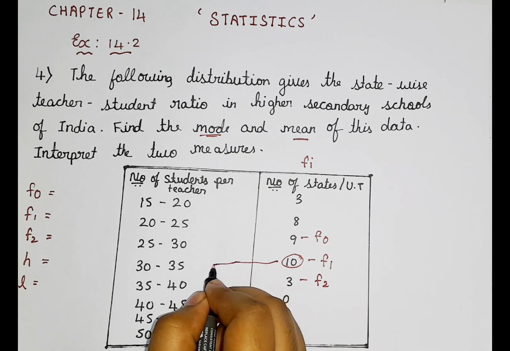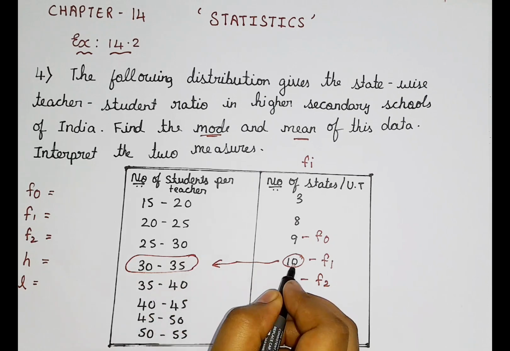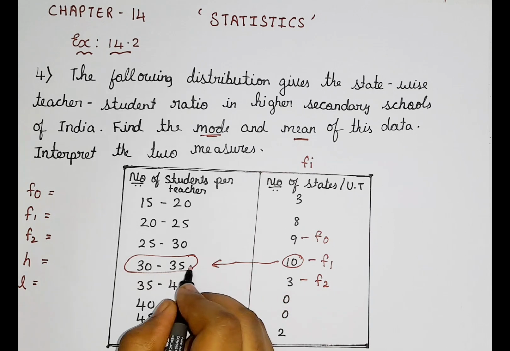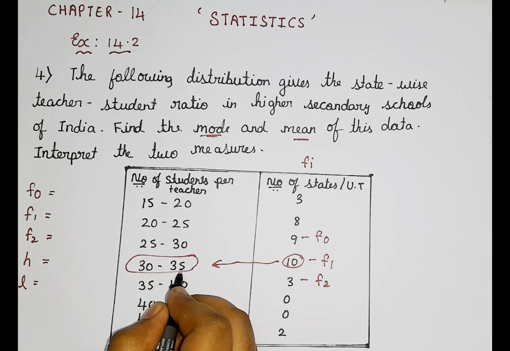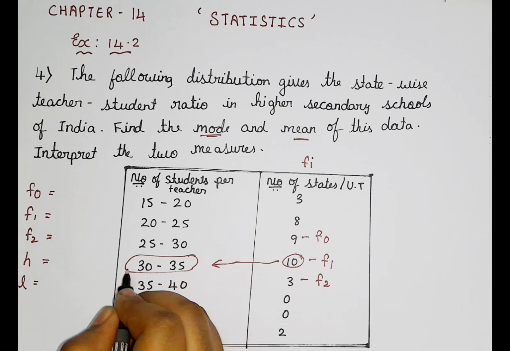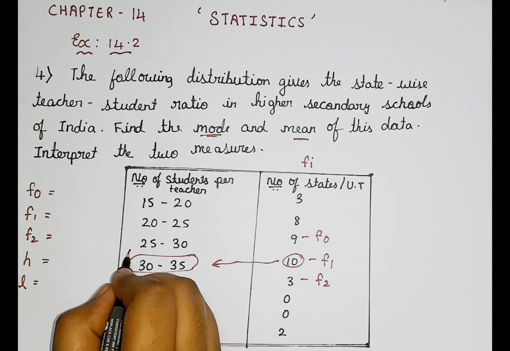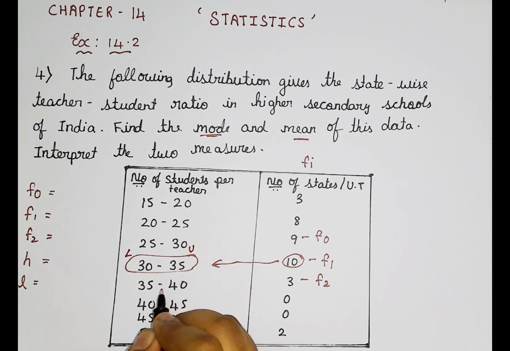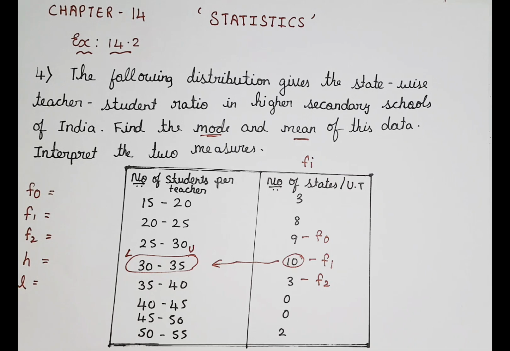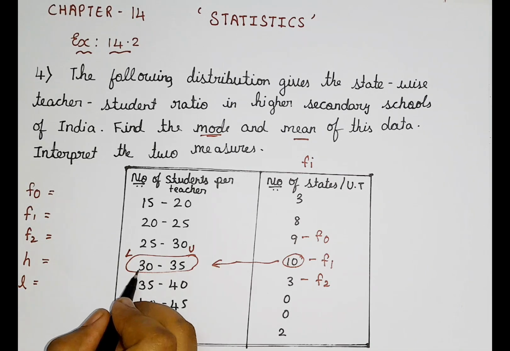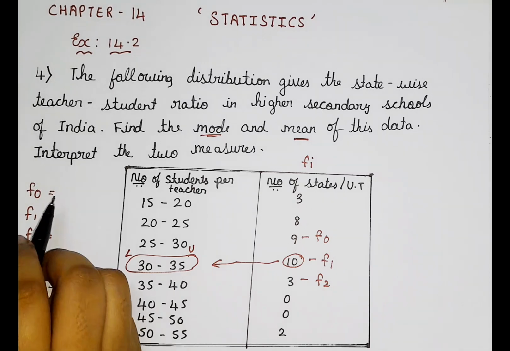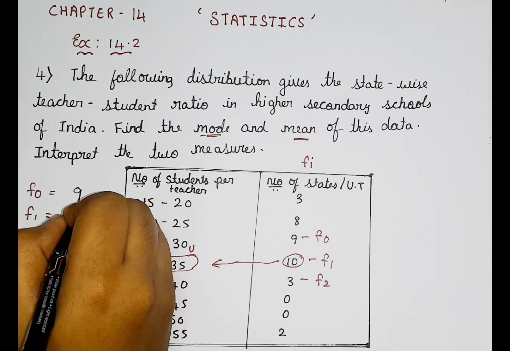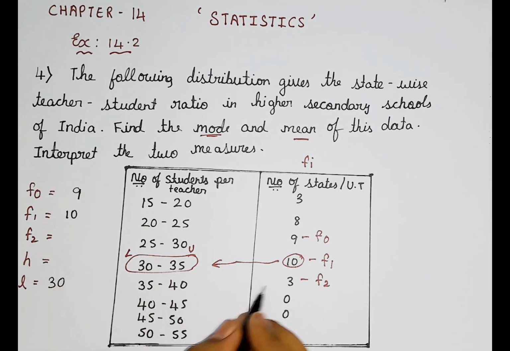Now come straight to the greatest number. Here we have 30 and 35, isn't it? Which is the lower limit? Lower limit means the smaller number, so the smaller number is 30, and upper limit means the greatest number, which is 35. So the L value is going to be 30, because the lower limit here is 30. The F0 value is 9, the F1 value is 10, and the F2 value is 3.